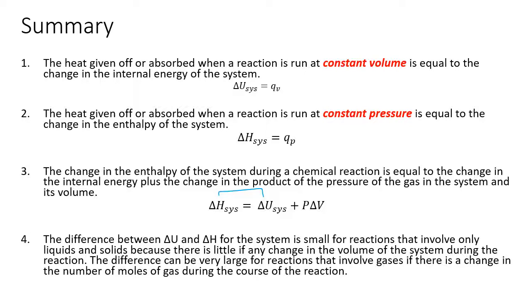4. The difference between delta U and delta H for the system is small for reactions that involve only liquids and solids, because there is very little change in the volume of the system during the reaction. The difference between enthalpy and internal energy can be very large for reactions that involve gases if there is a change in the number of moles of gas during the course of the reaction when we go from reactants to products. So that means that sometimes delta H and delta U could be just about the same, and sometimes they'll be entirely different depending upon how the reaction was carried out, whether it was at constant pressure or at constant volume.